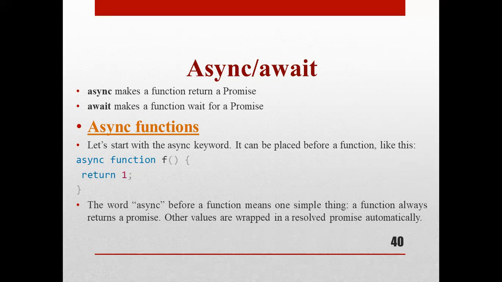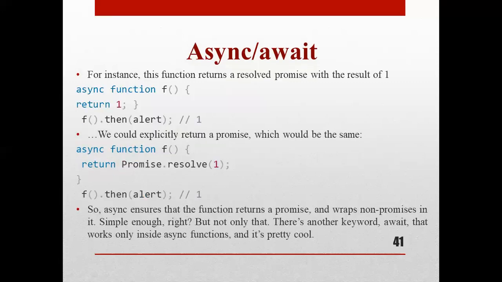This is the way we can write an asynchronous function: the async keyword is placed before the function name. For example, here is a function that returns a resolved promise with the result of 1. We write one function that will return 1: async function f, and the body of that function is return 1. Then close the body, then call that function, f().then(alert). So this function will return 1.